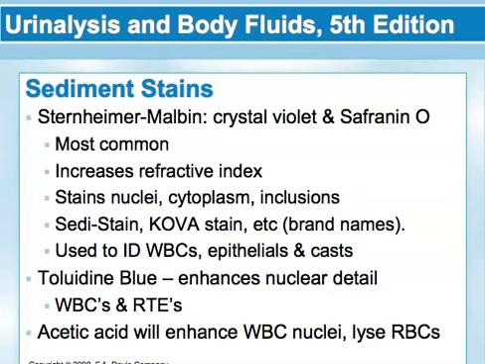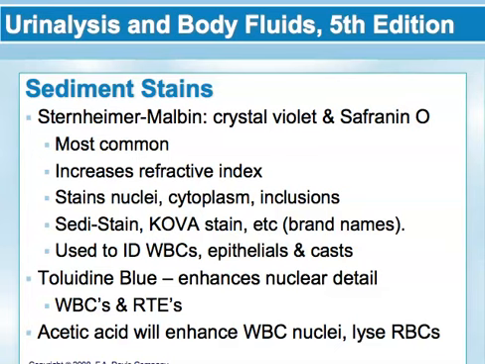So the first one that we're going to talk about is called Sternheimer-Malbin. It's the most common stain used in urinalysis. It consists of crystal violet and safranin O. This stain works by increasing the refractive index and making differentiation of the elements much easier. This stain is used to identify white cells, epithelial cells, and casts because the dye is absorbed so well by those elements.